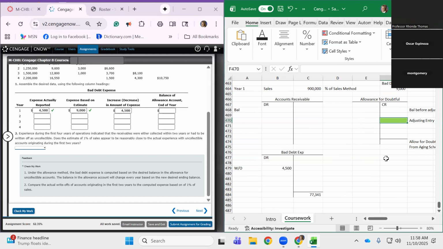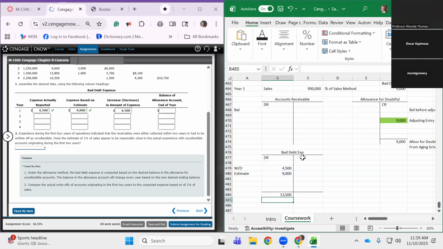So the end balance, if they suddenly decided to use the allowance, then this is the estimate of 9,000. I think the allowance will have 9,000 in it. Like I said, this is kind of new to me, so I'm just going by what I see here. Now, bad debt expense will have a debit balance. I thought they were going to compare the percent of sales method to the aging method. No, they're comparing the direct write-off method to the allowance method.